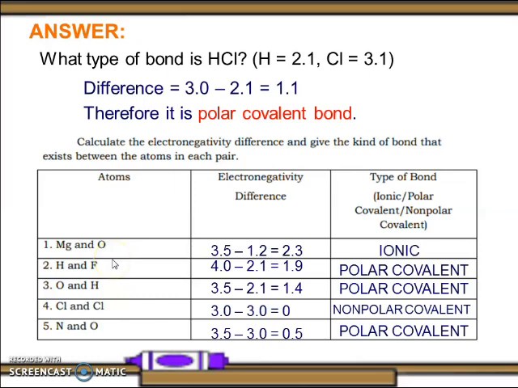Now here's the answer. Number 1, the electronegativity difference is 2.3 and the type of bond is ionic. 2, 1.9, polar covalent. 3, 1.4, polar covalent. 4, 0, non-polar covalent. And number 5, 0.5, polar covalent.